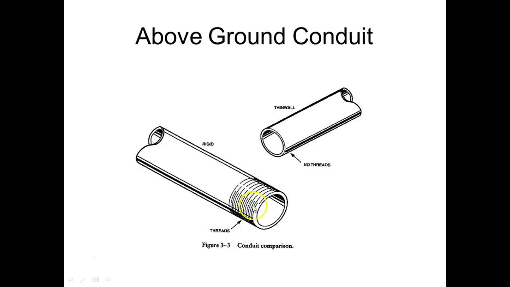This is above ground, so this would be threaded. We don't run into threaded until we get into rigid conduit, right? You understand that? And then we have the EMT, which is also called thin wall. We don't ever thread thin wall. Why is that? Because it's thin wall. Your threads will break. So what we do on thin wall is we usually use compression couplings on there, or we use set screw couplings, different types depending on where you're at.